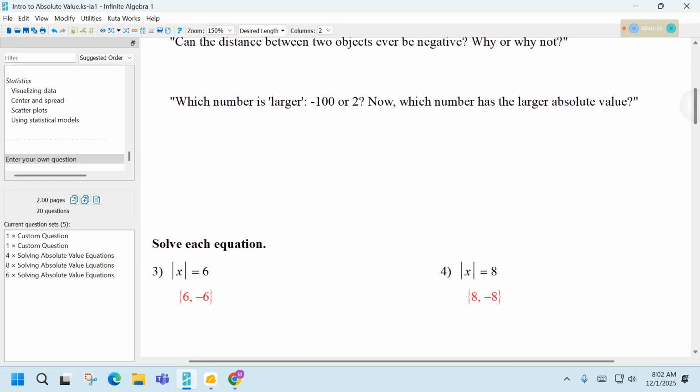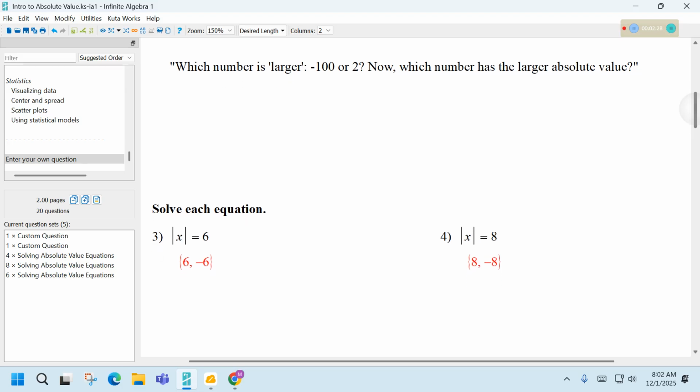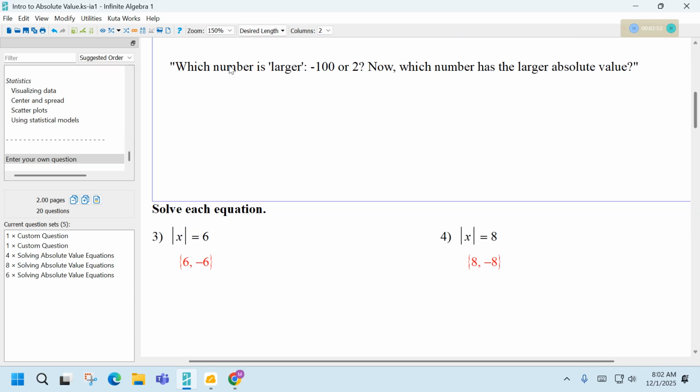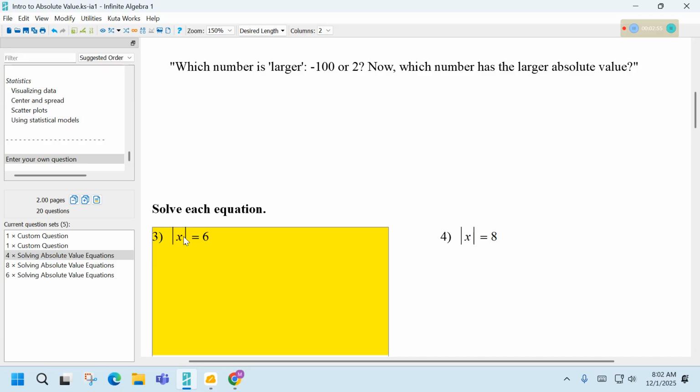Okay, and which number is larger, -100 or 2? Well, I think we know that -100 is less, right? That number is more negative, it's more to the left, right? If I had an inequality, we would say that -100 is less than 2. But which one has the larger absolute value, right? The absolute value of -100 would be +100, so we see that this one has a larger absolute value than 2. So now when you see some problems like this, we'll take a look at these examples.